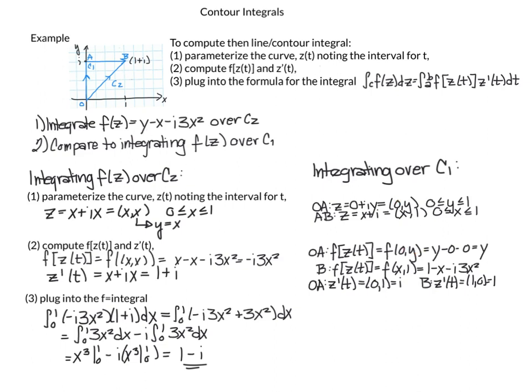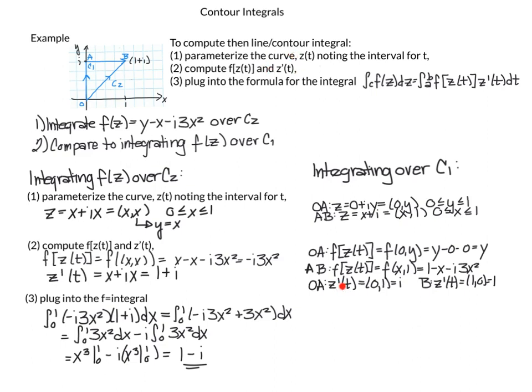Plugging in y, and then we have our minus 0, minus i, 3, and then our 0 squared gives us 0. So we just get y. For our path AB, we're going to have f of z(t), and again, our z of t is equal to x, 1. So we're going to have 1 plugged in for our y, our minus x, and then our minus 3x squared.